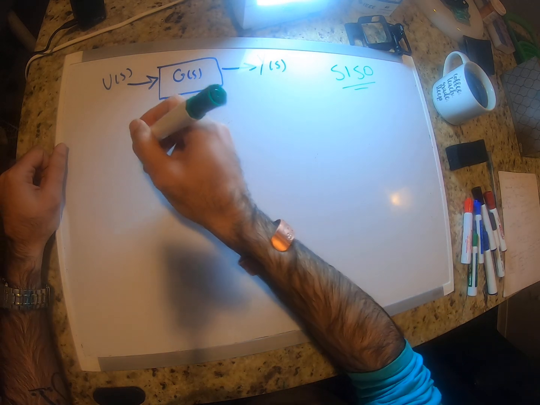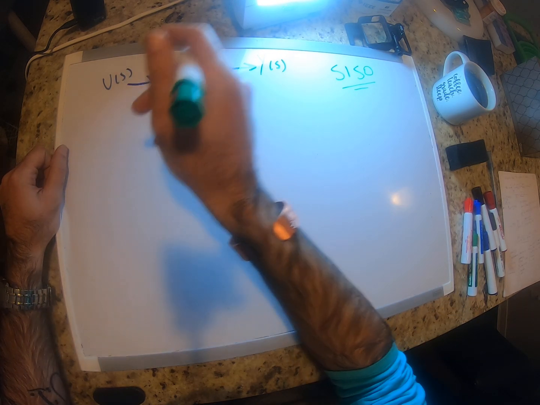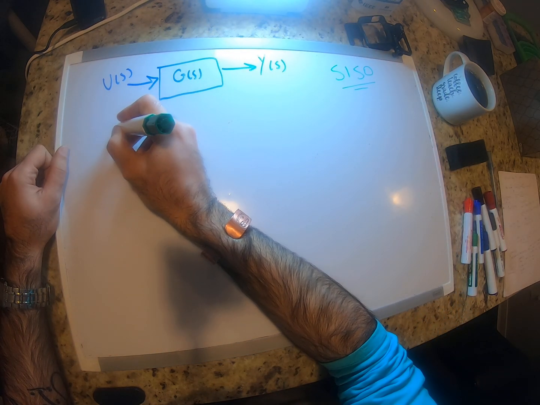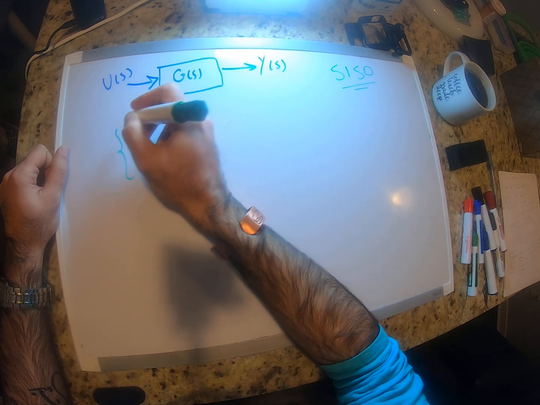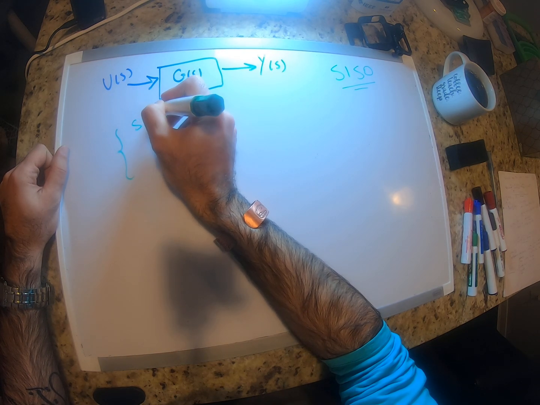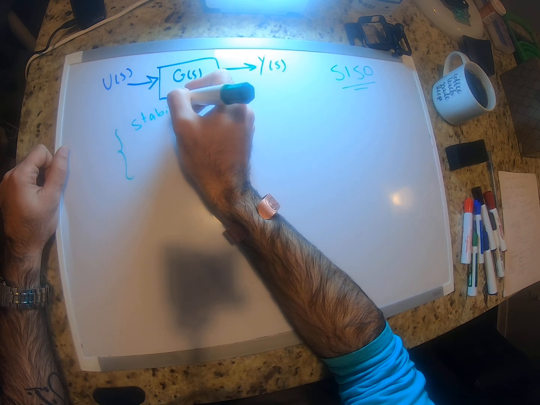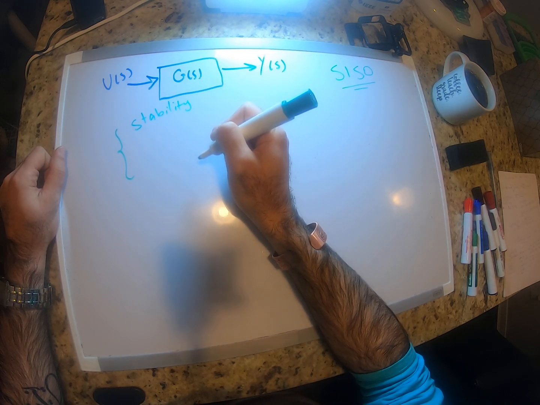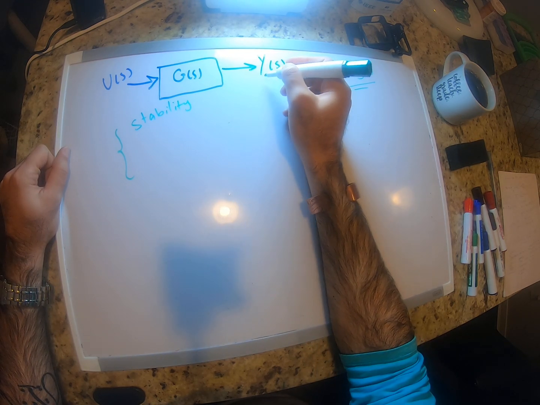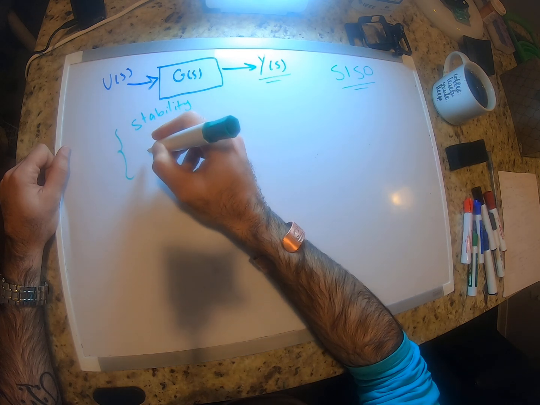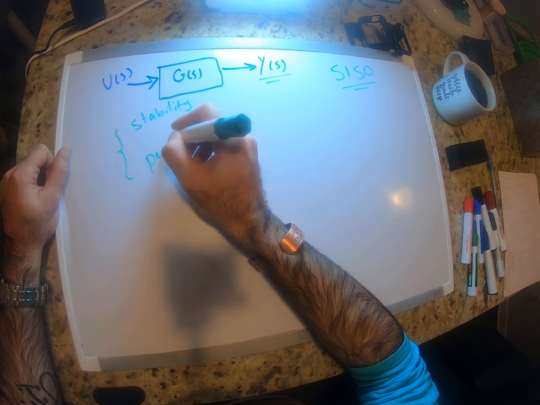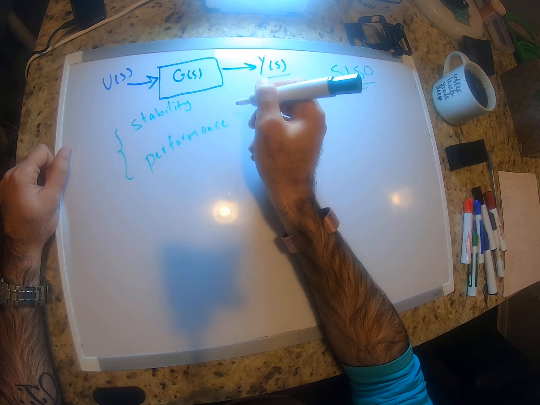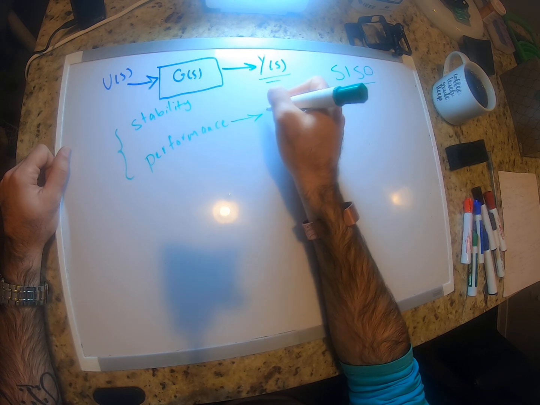There are two things that are important for us. The first one is the stability of the system or the response. So one thing that we have to be sure is our system is stable and our response is going to be stable, and also the performance characteristic of our system. What do I mean by performance?